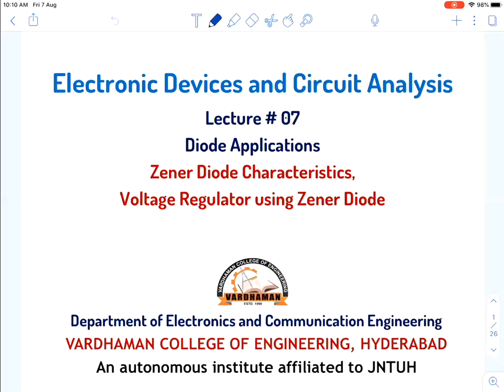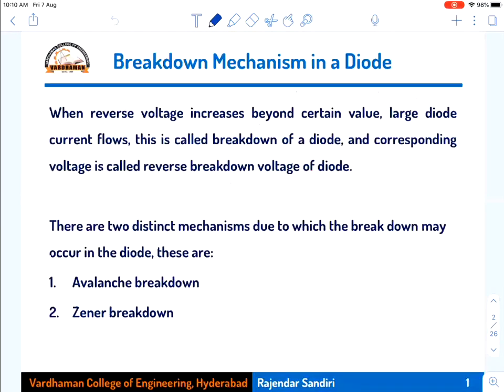So, breakdown mechanism in a diode. When reverse voltage increases beyond a certain value, a large diode current flows. This is called breakdown of a diode, and the corresponding voltage is called the reverse breakdown voltage, or simply breakdown voltage. So for low values of reverse voltage, the current will be constant, but at a certain value and beyond that, the breakdown occurs. During the breakdown condition, a large amount of current flows.